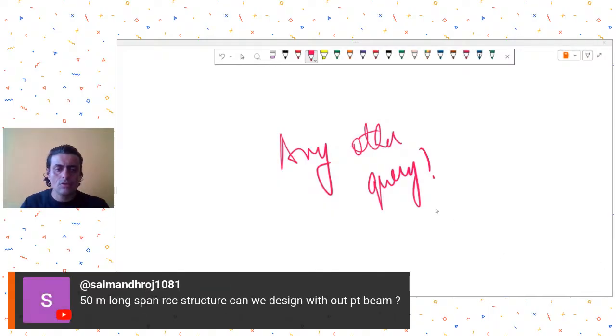50-meter long span RCC structure can be designed without PT beam. I think even with PT beams, it is difficult to design a 50-meter long span structure. Then you will have to change your system. It cannot be a single beam. You have to come up with some different structural system.